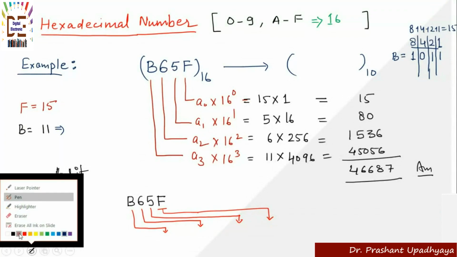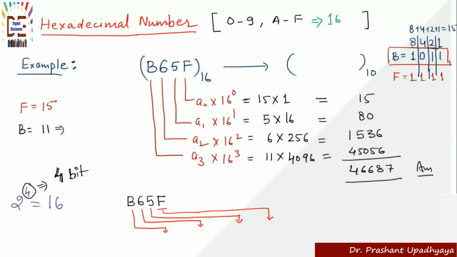Similarly, if I talk about F, it is 1111. B is 1011. What is 6? How can I write 6? I can write 6 like this, 0110. And how can I write 5? 5 can be written as 0101. And how can I write F? I can write F as 1111. So this will be your binary equivalent.